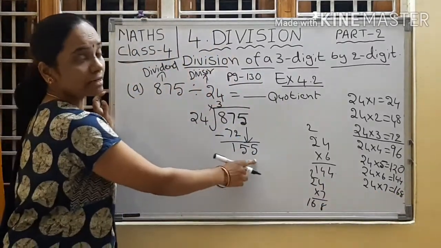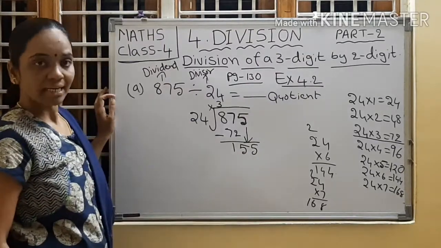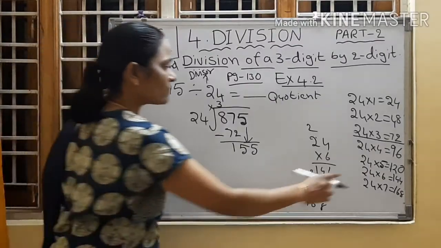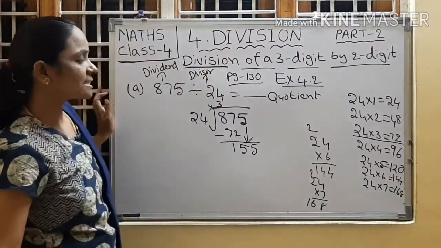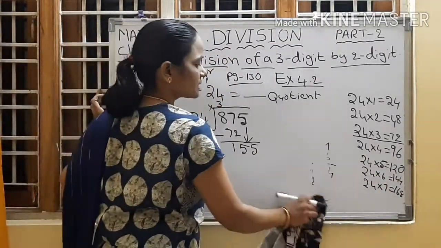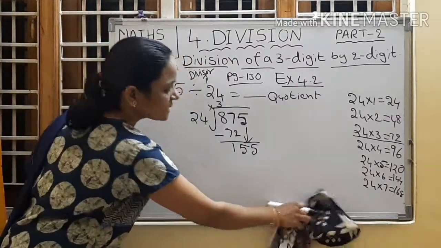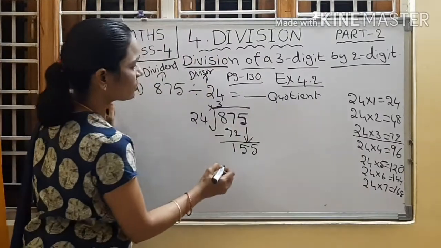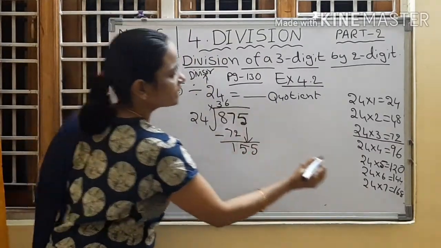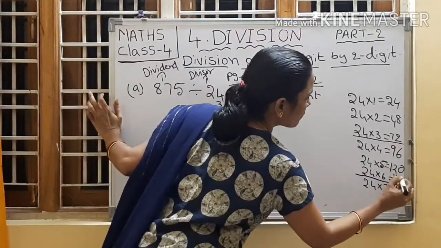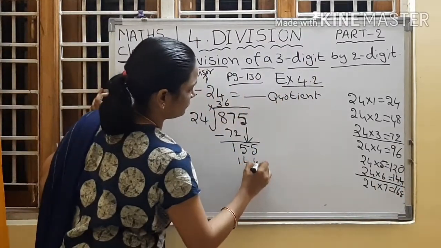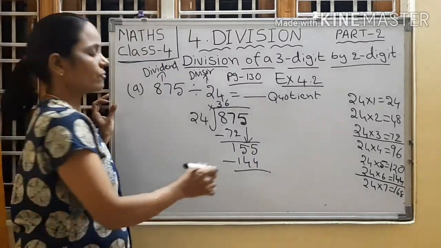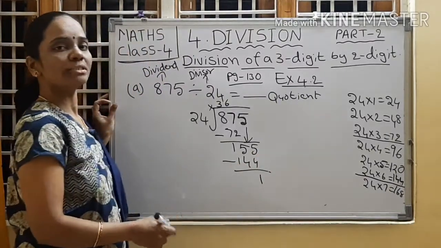But I have here 155. What number do I have to write, 144 or 168? Yes, 144, because 168 we can't write, it is the bigger number. So write the nearest and smallest number, that is 144. So 24 sixes, 24 sixes are 144. Now take subtraction. 5 minus 4, how much children? 1. Very good.